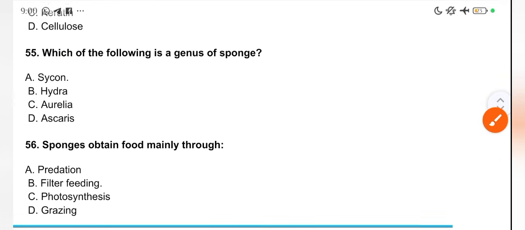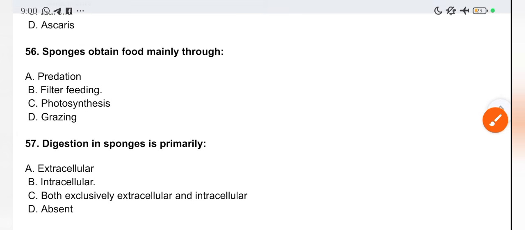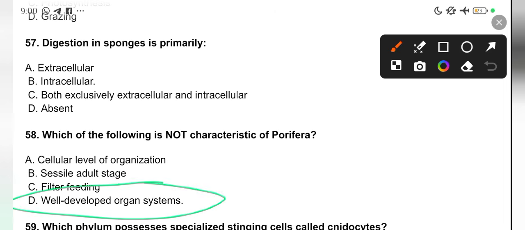Sponges obtain food mainly through filter feeding. That's how they obtain their food. The digestion in sponges is primarily intracellular. Which of the following is not a characteristic of Porifera? Well-developed organ system. Of course, you know that in the ranking of the phyla, they are the ones that have the least developed organ system. In fact, they don't have organs, they are cells.